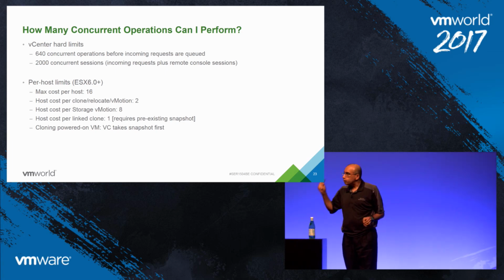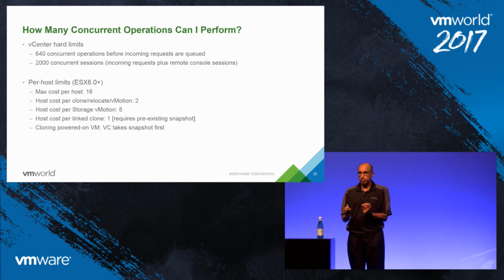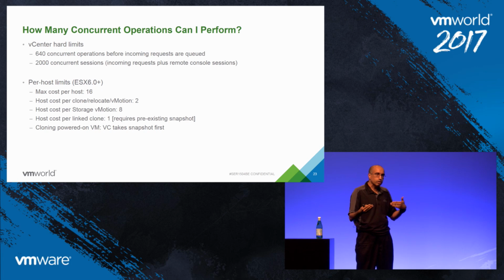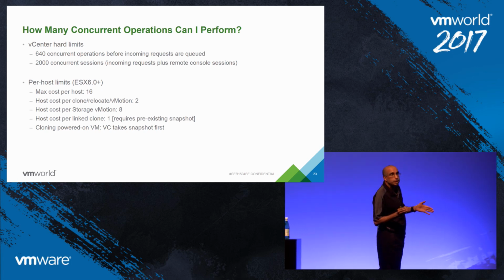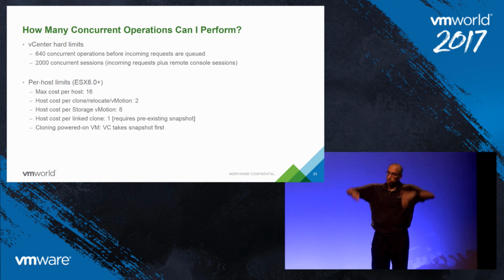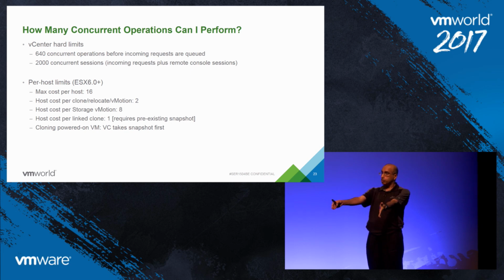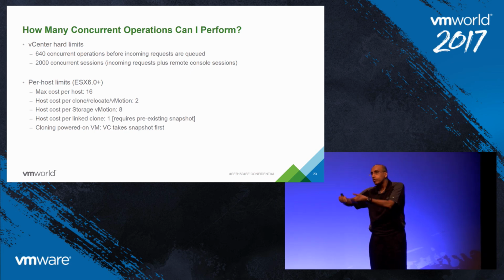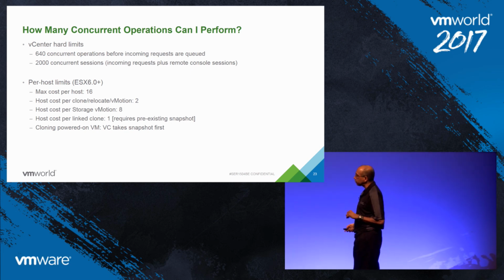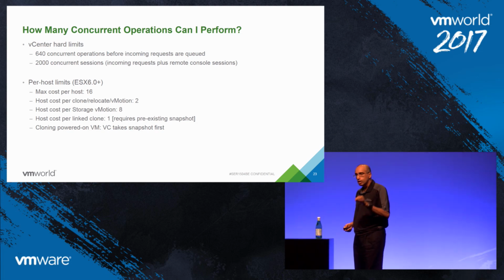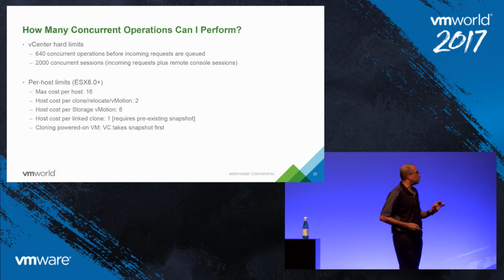In addition, if you're cloning a powered-on VM, that's similar to a linked clone, vCenter again has to take a snapshot before it lets that clone continue. So if you send a lot of clones of powered on VMs, that's one thing that might be limiting your scalability or your concurrency. Now, I'm going to try to explain this using a picture because I think it's a little bit easier.